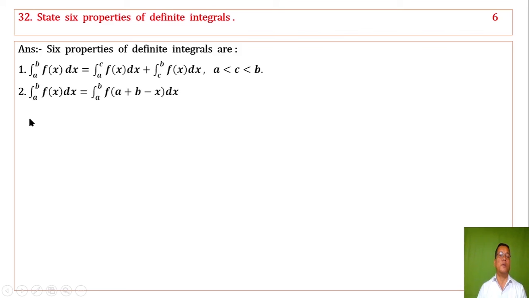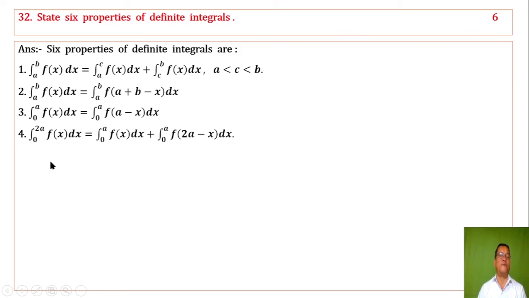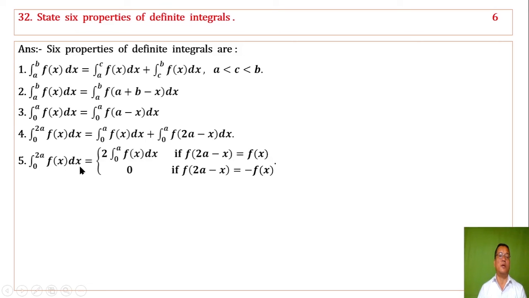Property 2. Definite integral whose value is equal to the definite integral of f(a plus b minus x) dx. Property number 3. Integral from 0 to a of f(x) dx is equal to integral of f(a minus x) dx between 0 to a. Property 4. Definite integral of this equal to sum of these two definite integrals.